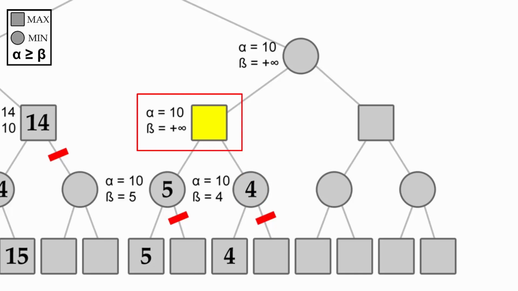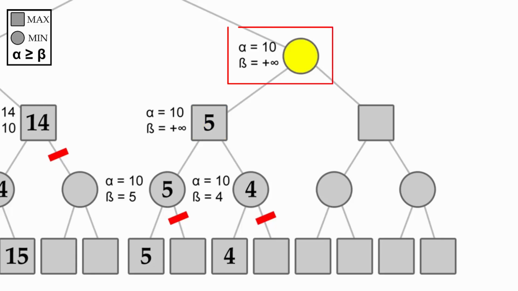Since all its children have already been explored, we can set the max node's value to 5. Next, we'll backtrack to the parent min node, and we can set the beta value to 5 because we know that the value of this min node must be 5 or less. And because alpha is greater than beta, we can prune the rest of the tree and set its value to 5.